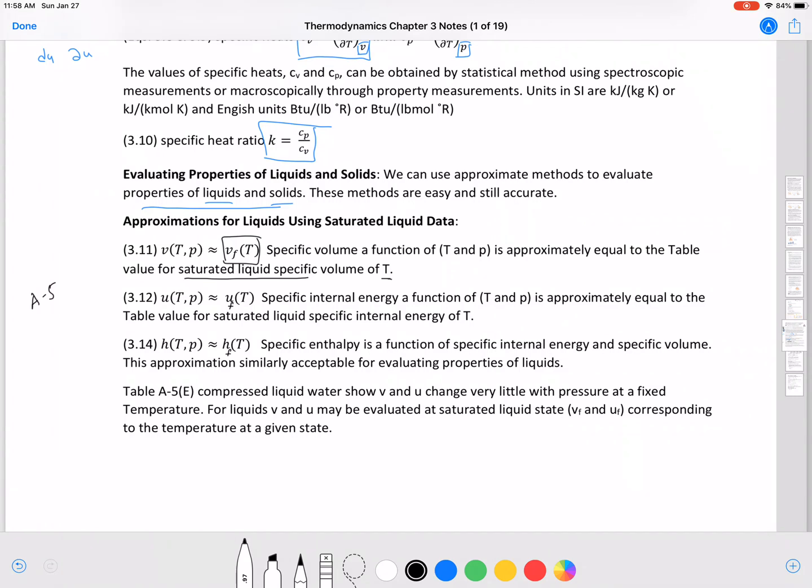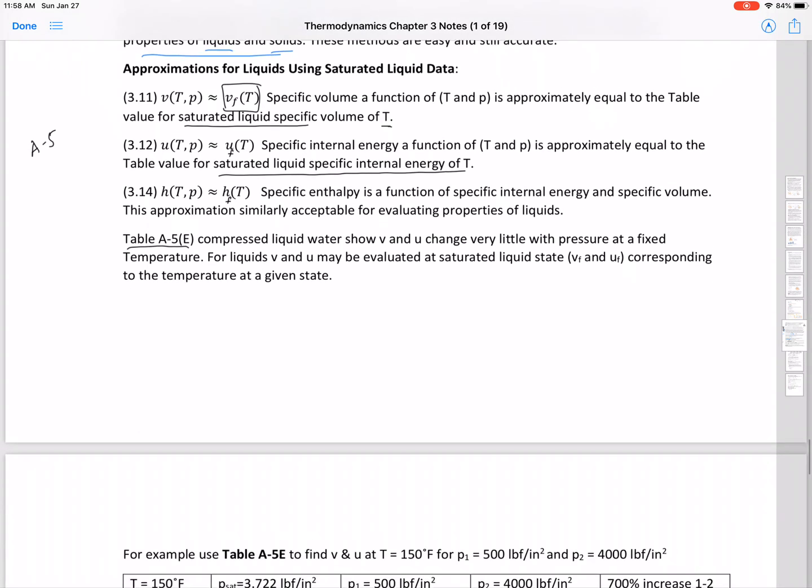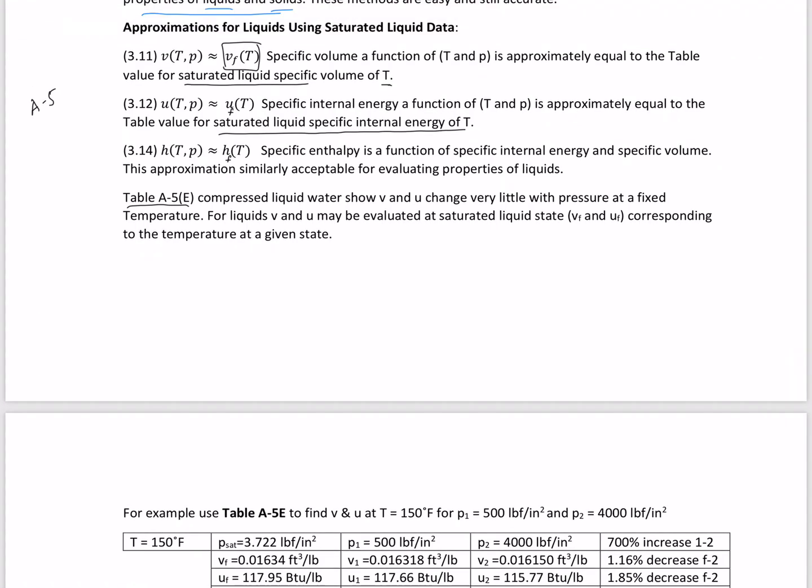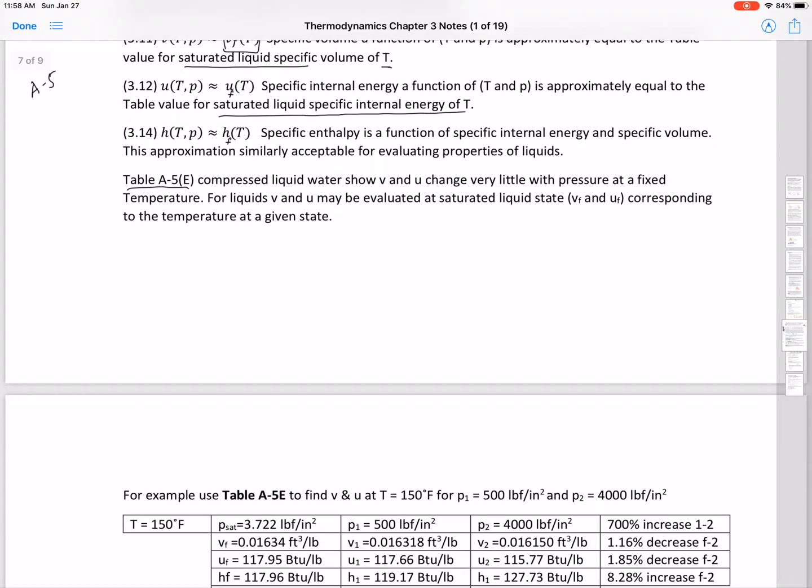So specific internal energy as a function of temperature and pressure is approximately equal to the saturated liquid specific internal energy at a specific temperature. So compressed liquids on table A5E, we'll show you an example here, but for compressed liquid water, v and u change very little with the pressure at a fixed temperature. For liquids, v and u may be evaluated at the saturated liquid states, vf and uf, corresponding to the temperature of the given state. That's what we've just talked about there.